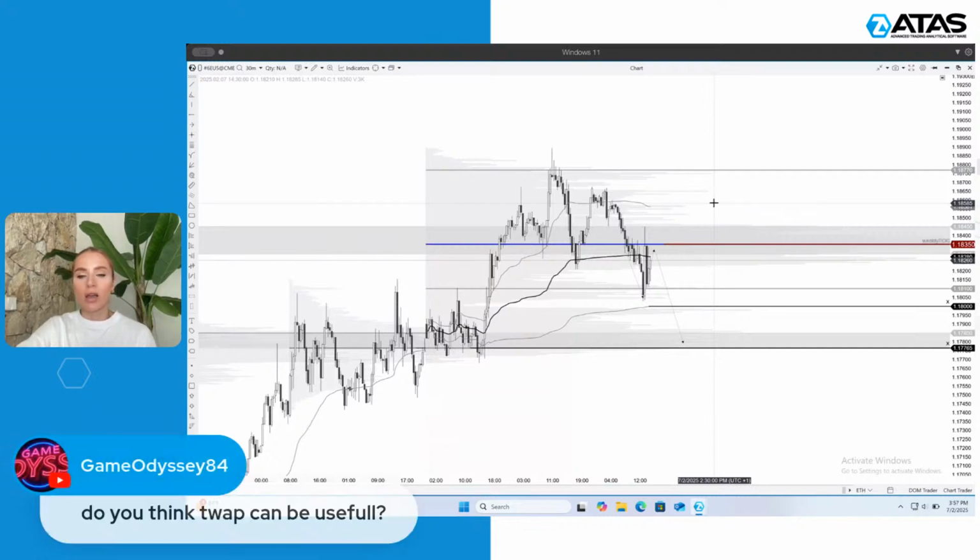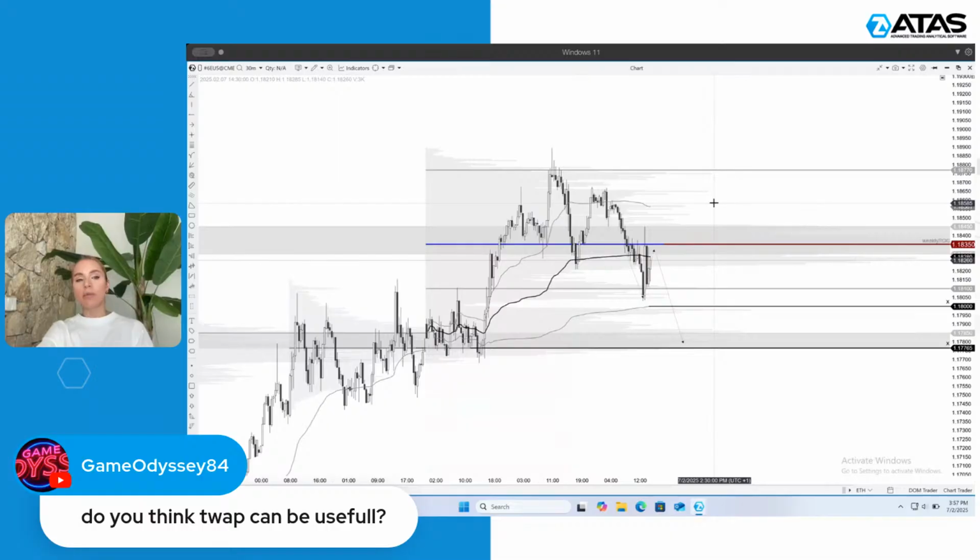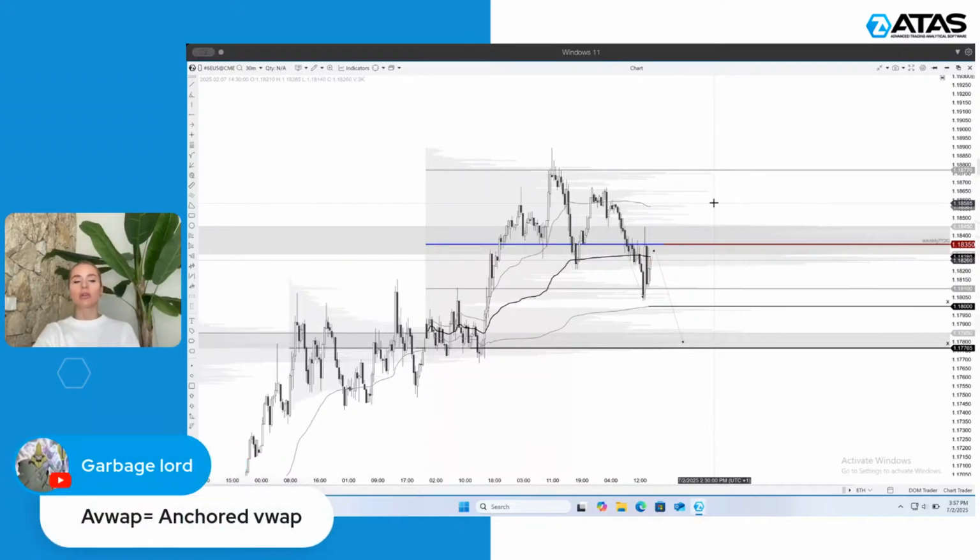So I don't personally use TVAP. I use VWAP specifically for my analysis. Anchored. Okay, you mean anchored? Yes, you can use anchored. I use the indicator. So I don't use the anchored VWAP, but yes, you can, of course. If you find this more reliable and better statistically for your trading over a big sample period of time, you can use TVAP or you can use the anchored VWAP if you prefer.